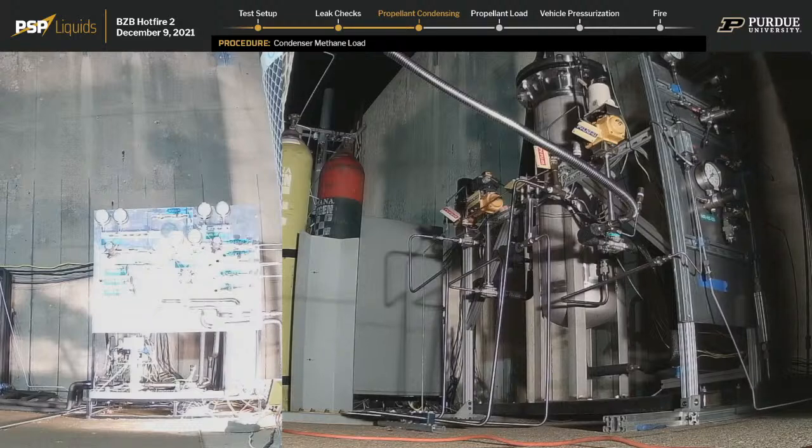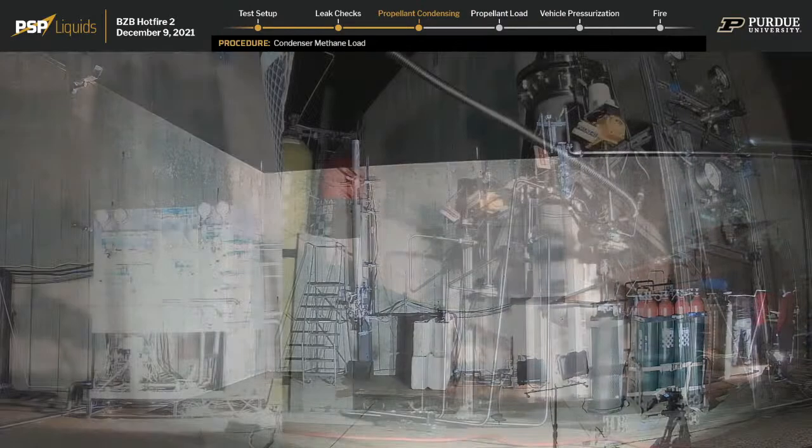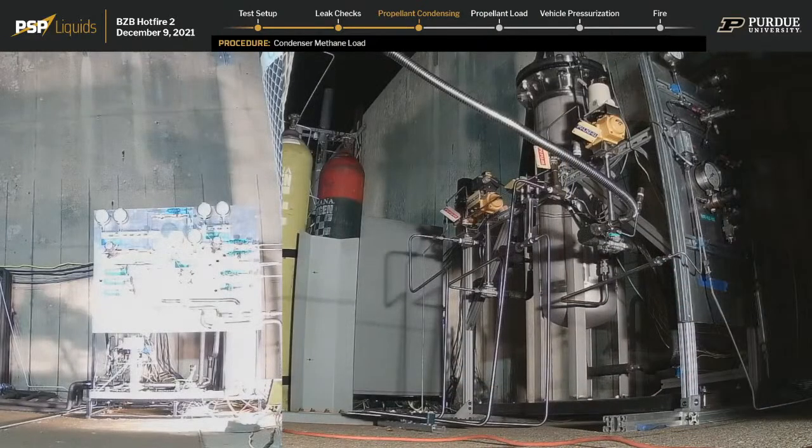One of the things we should really talk about. Can you verify that the methane bottle farm is closed? MVFU02, MVFU03, MVFU04, and MVFU05. Over. The methane bottle farm is closed. Over. Go ahead and open MVFU02.